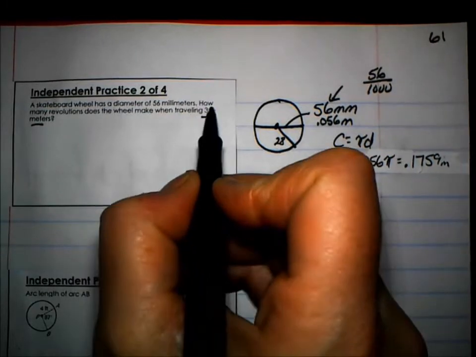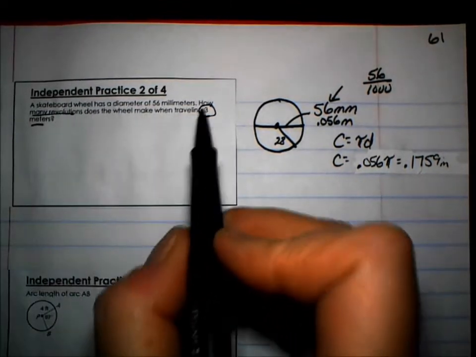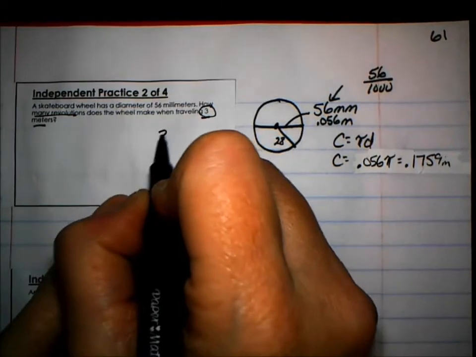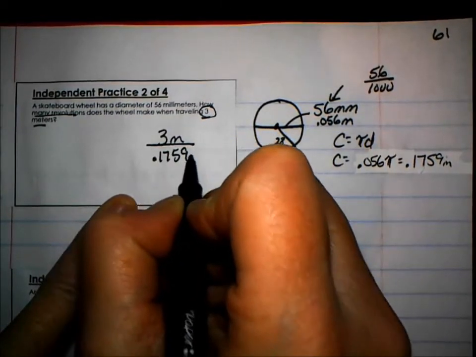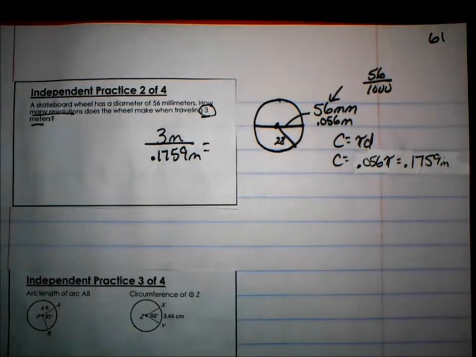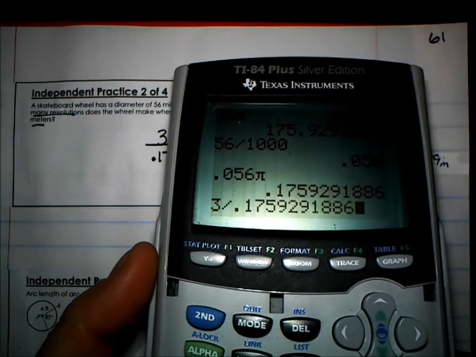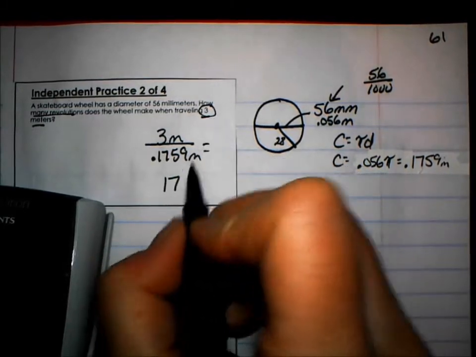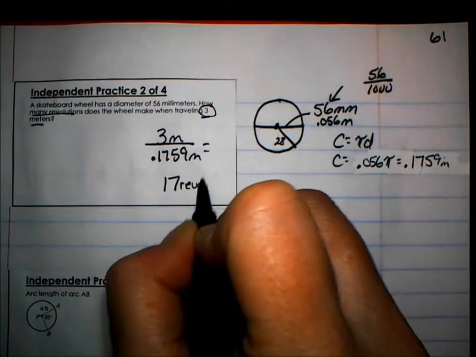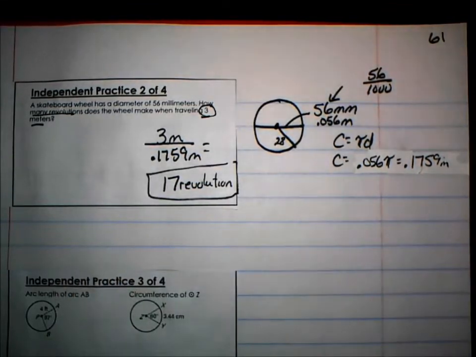Now it wants it to travel 3 meters. So it wants to know how many revolutions will it take to go 3 meters. So I'm going to take my 3 meters and I'm going to divide it by how much it is for just 1 time around and see how many times it'll go into it. So I'm going to take 3 divided by, and I'm actually going to pull it back to the original number and see that it takes roughly 17 revolutions to go 3 meters with that size of wheels.